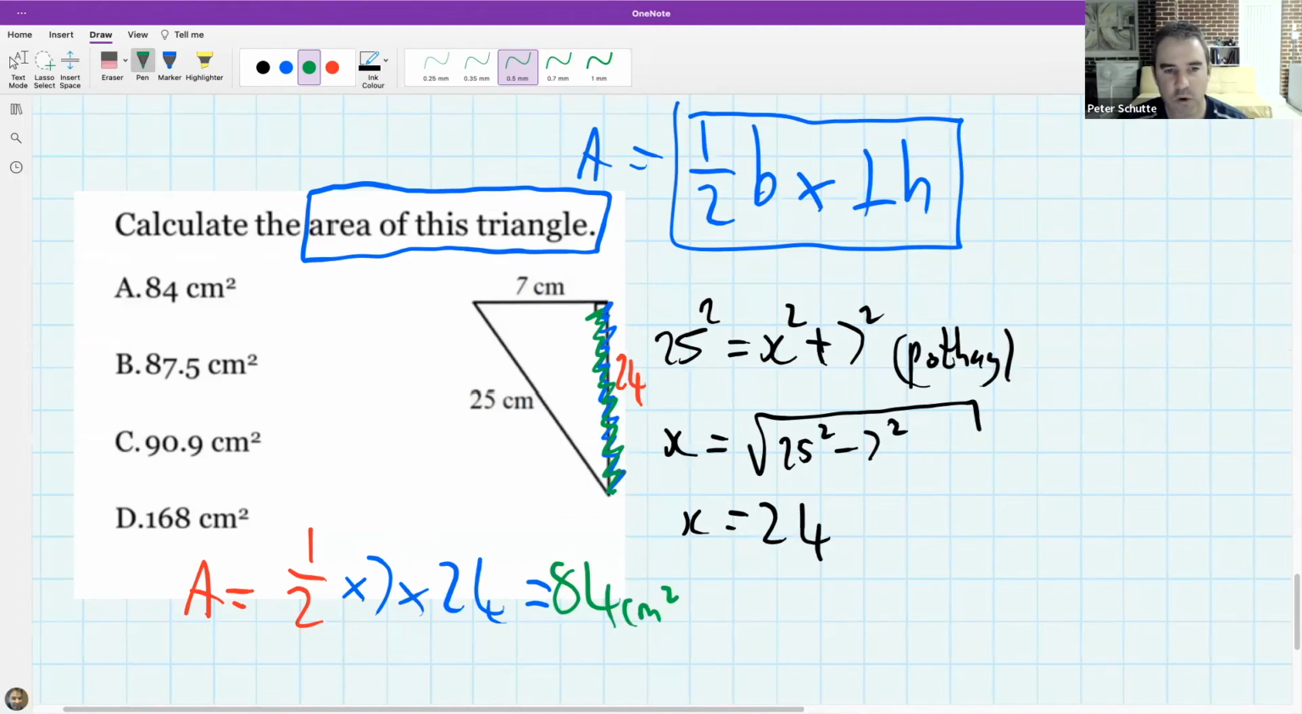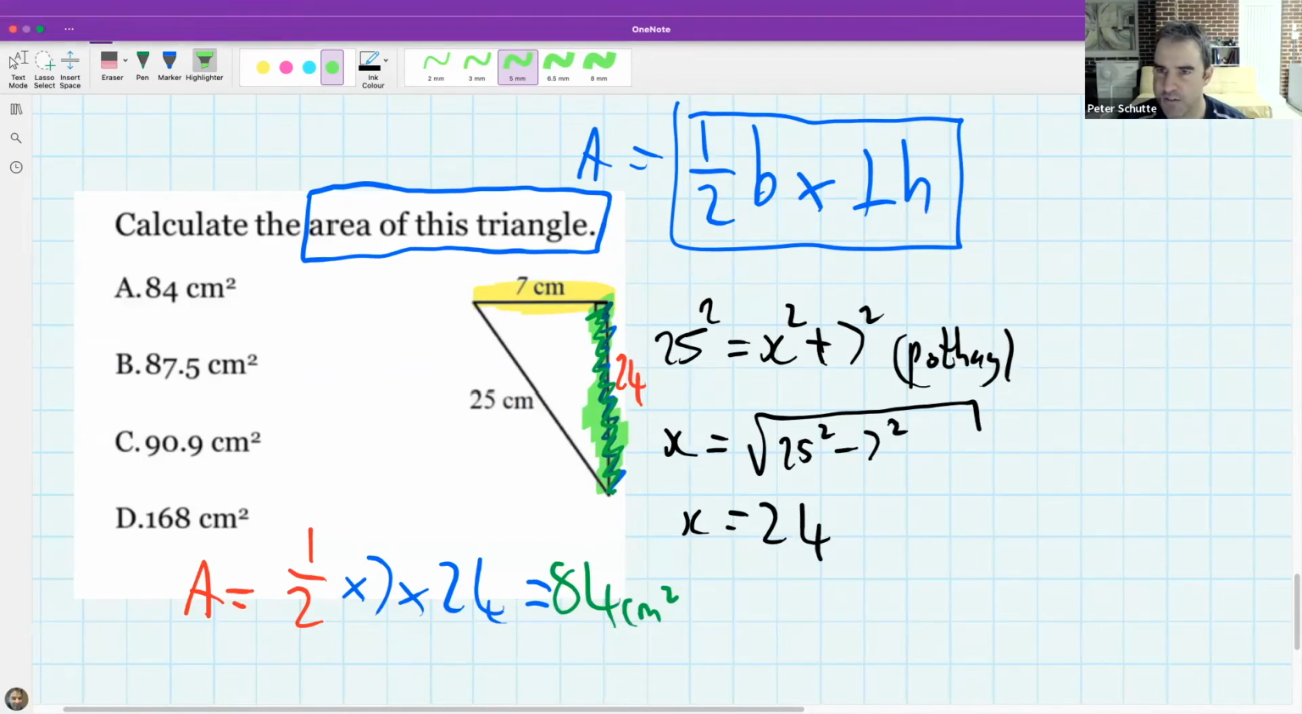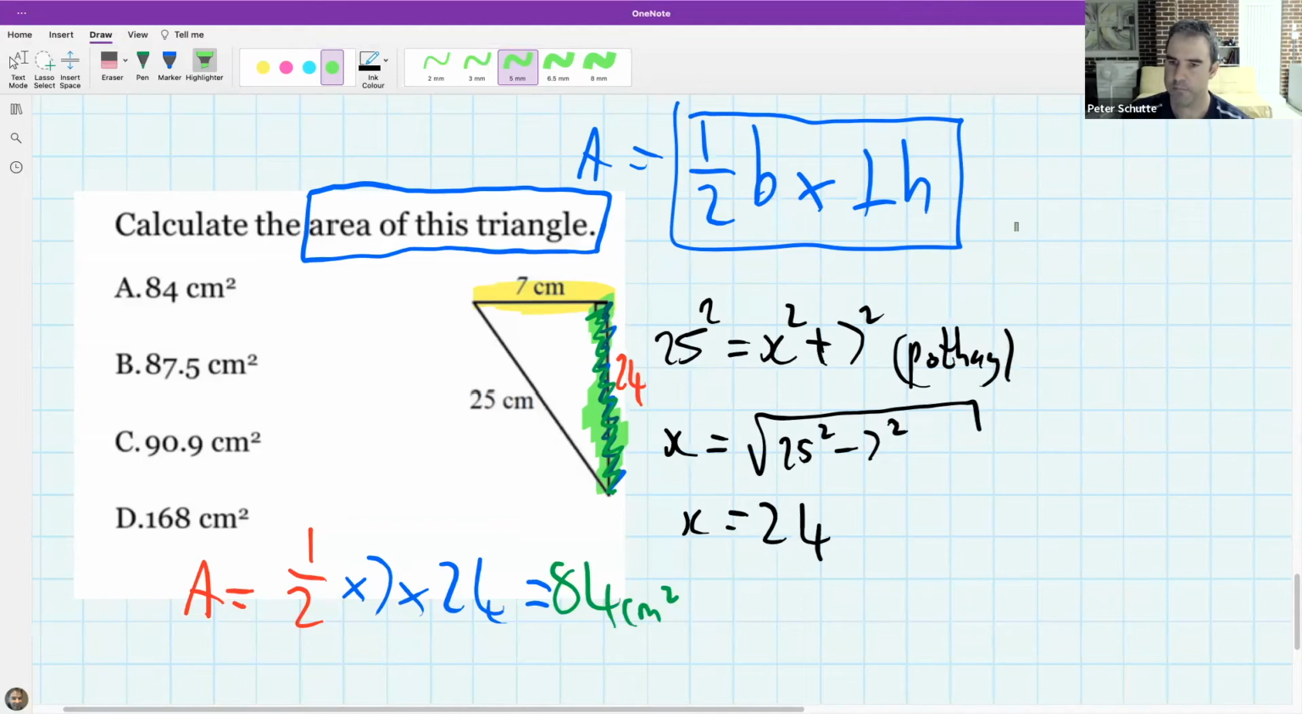So the first step was to figure out what this unknown side was. And then in order to figure out the area of this triangle, I had to go a half times the base. And the base was 7. And then the height we worked out was 24. Okay. Give me a thumbs up in the chat if you understand what I did. And you feel like you understand how this is almost like applied Pythagoras.